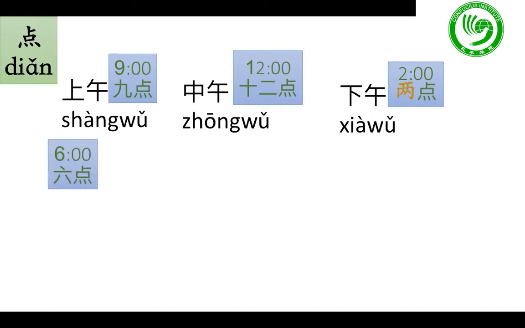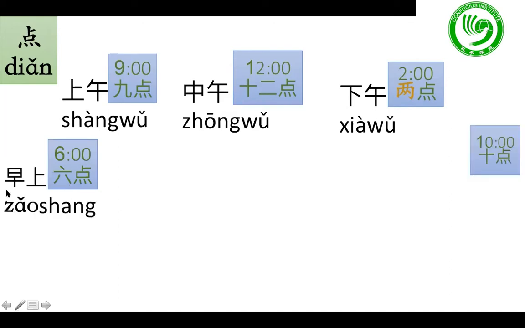And one more question. How to say the early morning? If it is 6 a.m., it is early morning, right? Do you remember how to say that? Yes, it is 早上。早上 means early morning. So what is this? 6 a.m. 6点. How to say this? 早上6点。很好。What time is it?